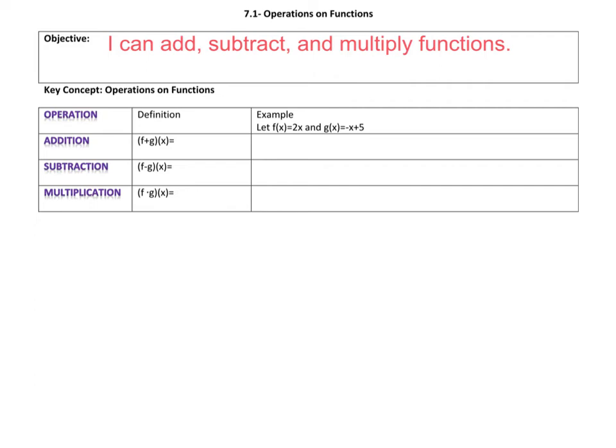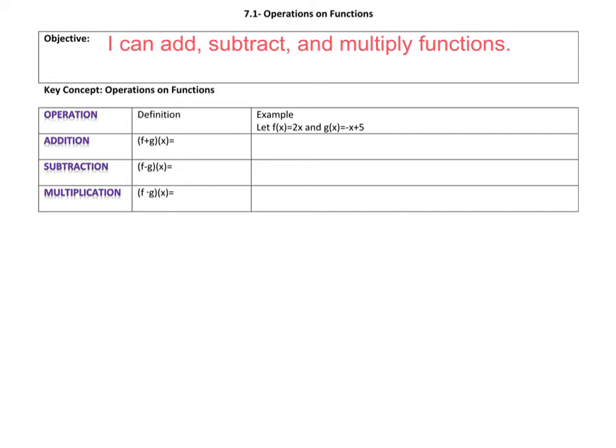This is section 7.1, Operations on Functions. Our objective is I can add, subtract, and multiply functions. Looking at our operations, we're going to use the example f of x equals 2x and g of x equals negative x plus 5.